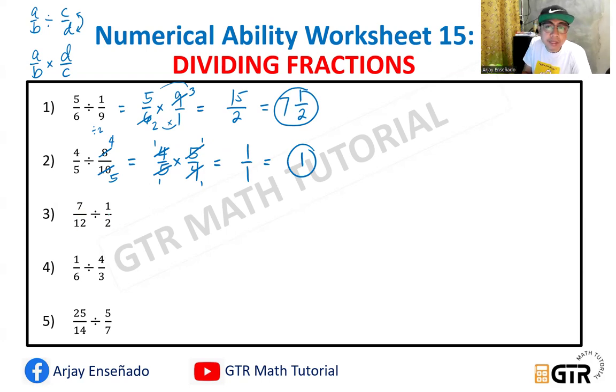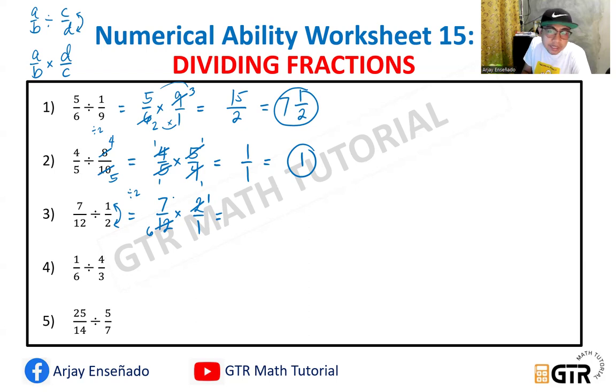7 over 12 divided by 1/2. So, wala nang malolowest term dito. So, just copy the first 7 over 12. Change the operation to multiplication. Get the reciprocal. Interchange lang natin yan. So we have 2 over 1. And then use cancellation for 2 and 12. 2 and 12 pwedeng i-divide parehas yan sa 2. Okay, so 2 divided by 2 is 1. 12 divided by 2 is 6.